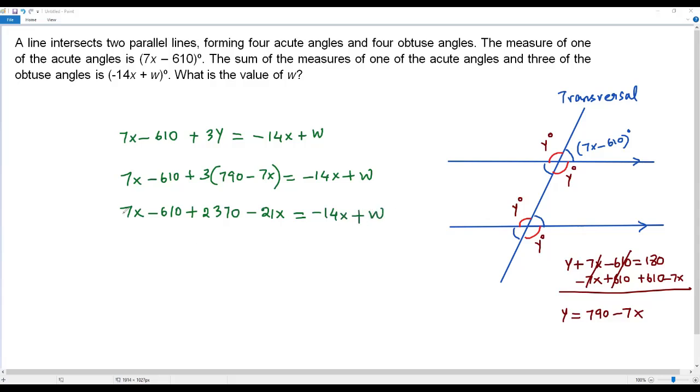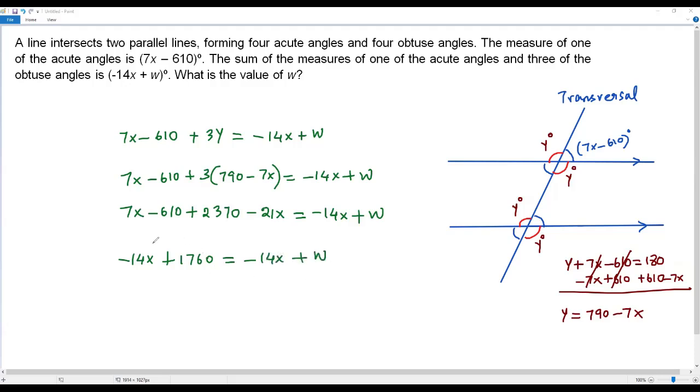Okay, now what I need to do is I have to combine this 7x and −21x because both of them are like terms, because both of them contain x. When I combine positive 7x and −21x, I am getting −14x. Now I can combine these two numbers, −610 and positive 2370. When I combine them, I am getting positive 1760 = −14x + w.